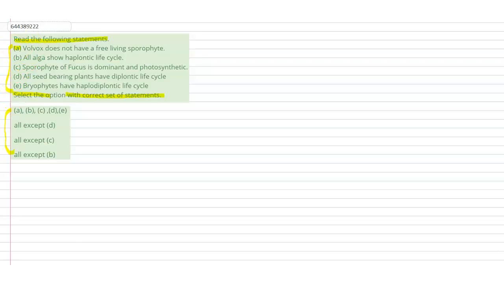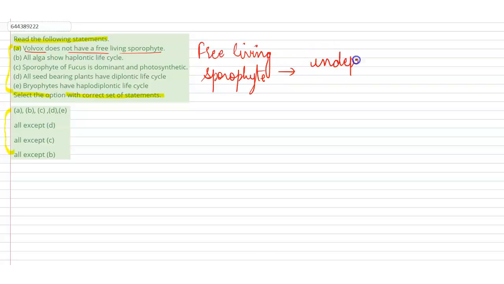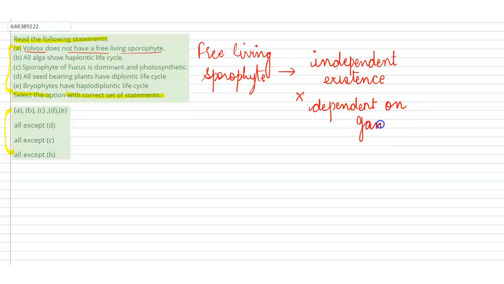Statement A says that Volvox does not have a free living sporophyte. Free living sporophyte means a sporophyte that has its own independent existence. Independent existence means that it is not dependent upon the gametophyte, the gametophytic stage of the plant.